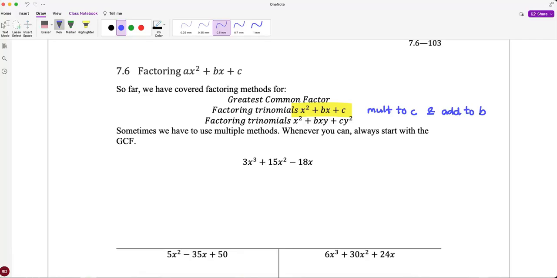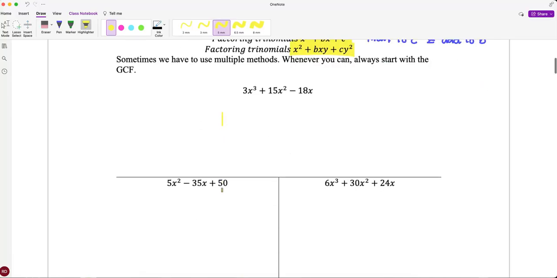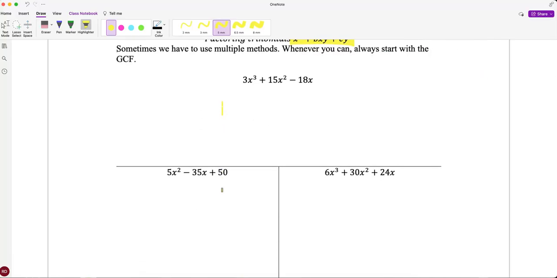We also factored the trinomials that had two variables that look like this, same thing. You're looking for numbers that multiply to c and add to b as well. Now, sometimes with factoring, we have to use multiple methods. And we started out with the greatest common factor because you should always, always, always ask if the greatest common factor will work.